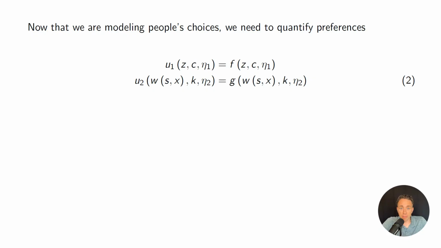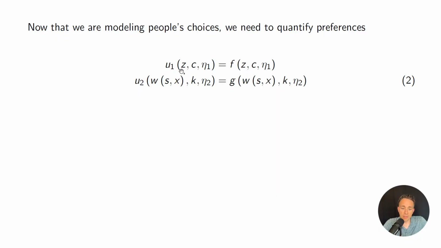We've talked about people choosing the amount of schooling in period 1 and whether or not they want to work in period 2. And now that we're allowing people to make choices, we need to quantify their preferences. We're going to do that by specifying two different utility functions. U sub 1 is going to be the first period utility function, and U sub 2 is going to be the second period utility function.